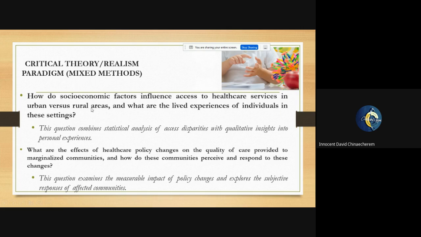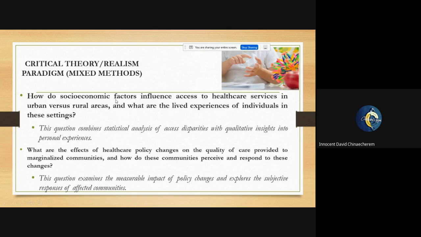So moving on to critical theory and realism. This is more like a combination of what? Positivism and interpretivism. So here we say, how do socio-economic factors influence access to healthcare services in urban versus rural areas, and what are their experiences?